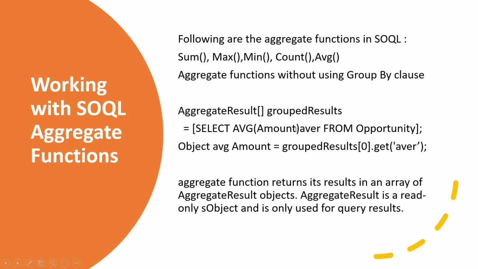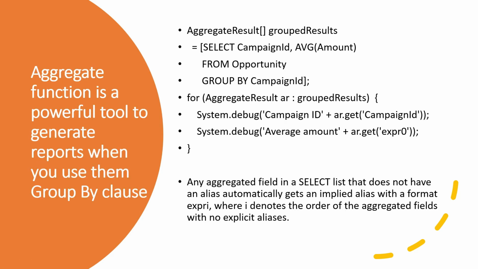For the query result, we have used an AggregateResult array, and we have given the variable name as groupResults. What we are doing is select AVG(Amount), and here we have given the alias name as aver, from Opportunity. In the second statement, from groupResults we are indexing the first record, 0.get, and we are storing the average into the object averageAmount.